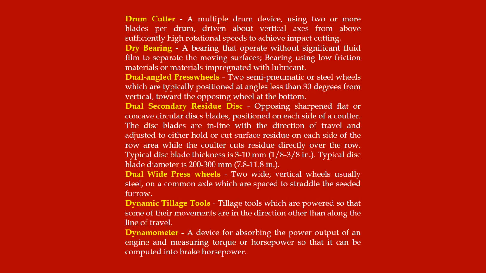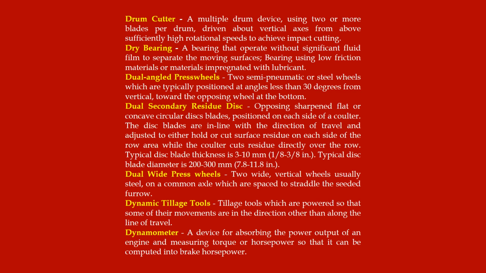Dual secondary residue disc, opposing sharpened flat or concave circular disc blades, positioned on each side of a coulter. The disc blades are in line with the direction of travel and adjusted to either hold or cut surface residue on each side of the row area while the coulter cuts residue directly over the row. Typical disc blade thickness is 3 to 10 mm or 1/8 to 3/8 of an inch. Typical disc blade diameter is 200 to 300 mm or 7.8 to 11.8 inches.